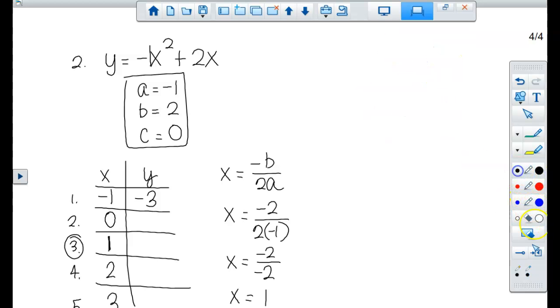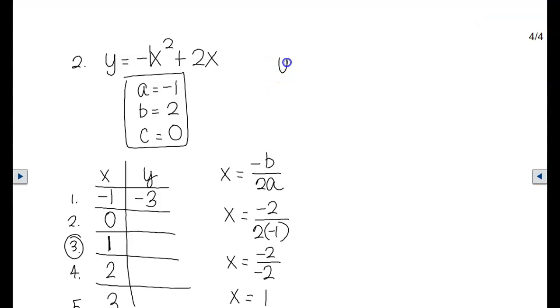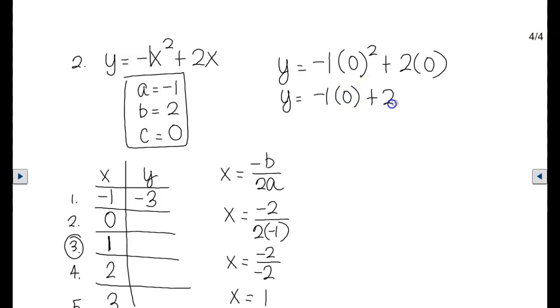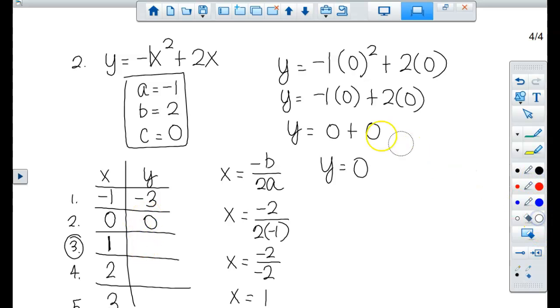All right, so next up, we are using 0 for x. So we're going to get y equals negative 1 times 0 squared plus 2 times 0. Exponent first, so 0 squared is 0. So we have negative 1 times 0 plus 2 times 0. Now we multiply. Negative 1 times 0 is 0, plus 2 times 0 is 0. So we get y equals 0. All right, 2 down.